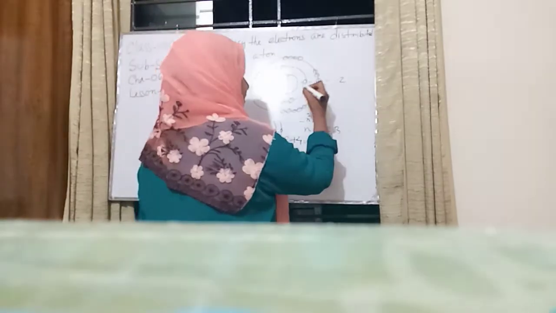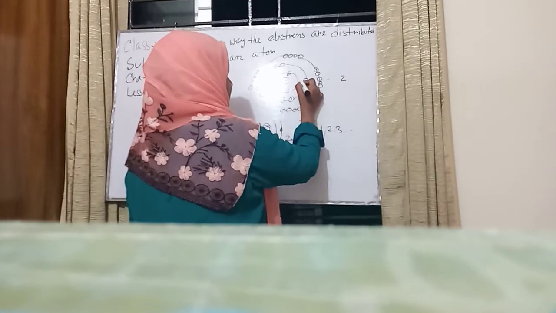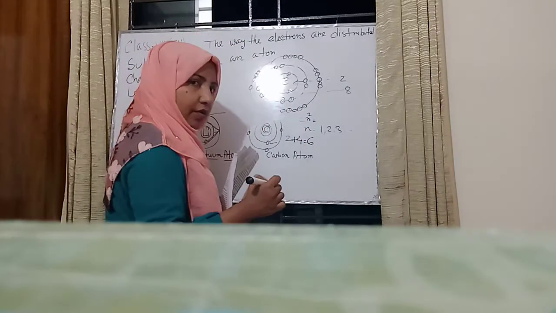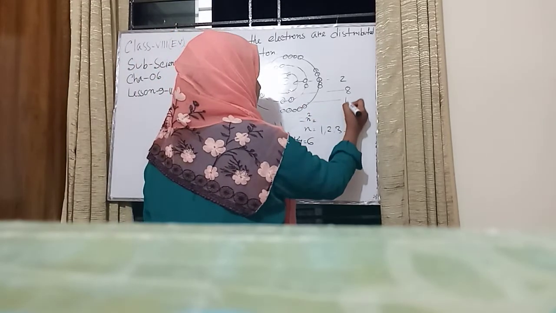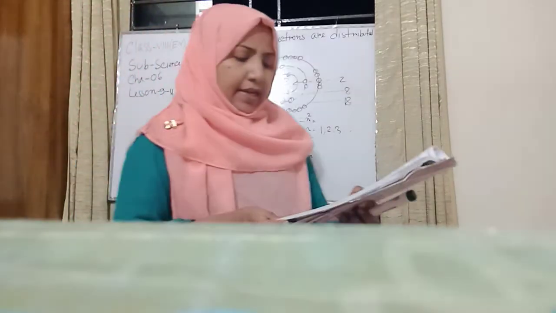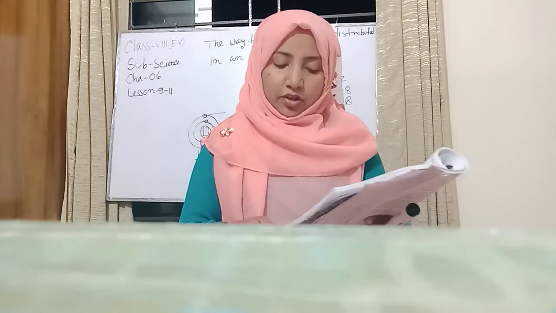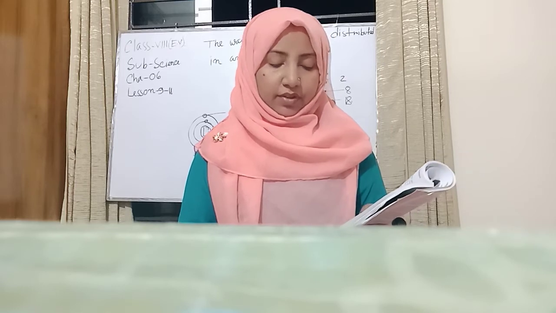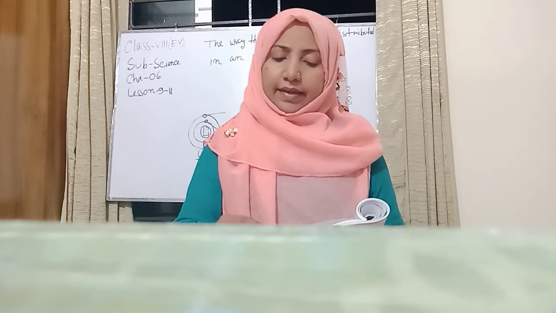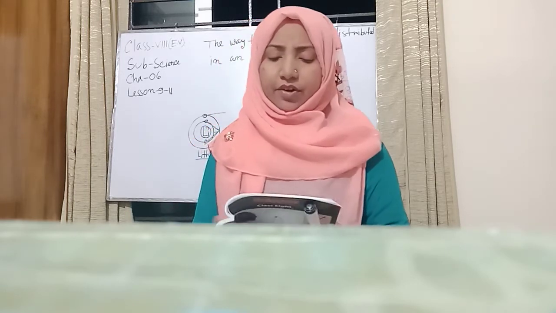Again, I draw this structure. The first orbit is filled up with 2, the second is filled up with 8 electrons, and the third is filled up with 18. Please everyone write this structure again. These orbits are called energy levels because each orbit corresponds to a definite energy for the electron in it.